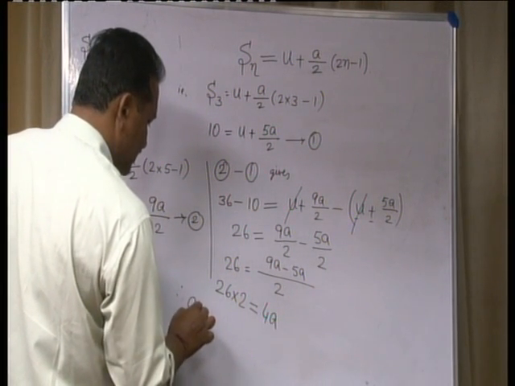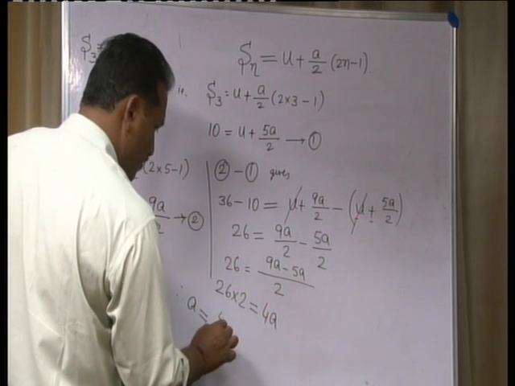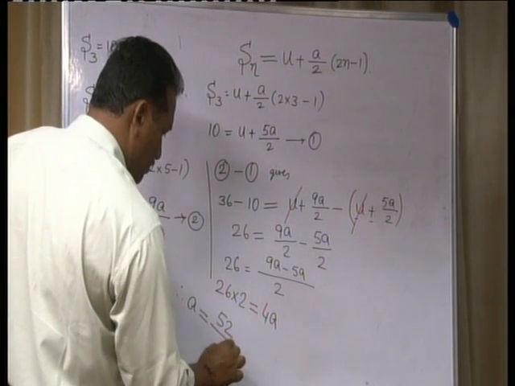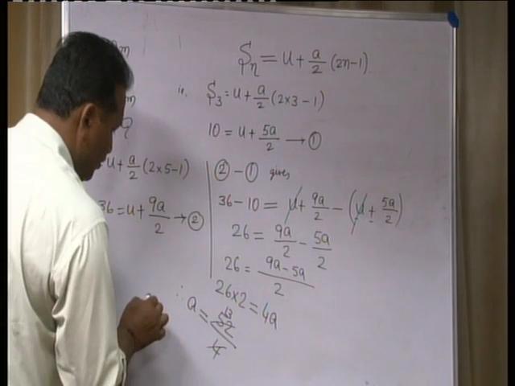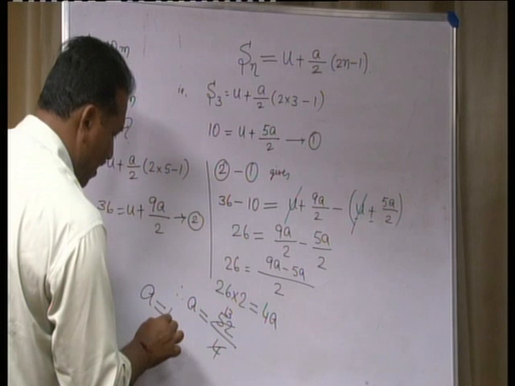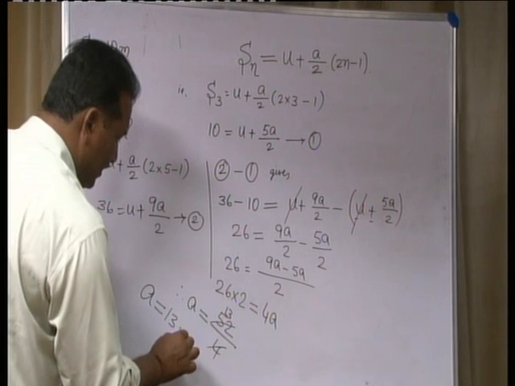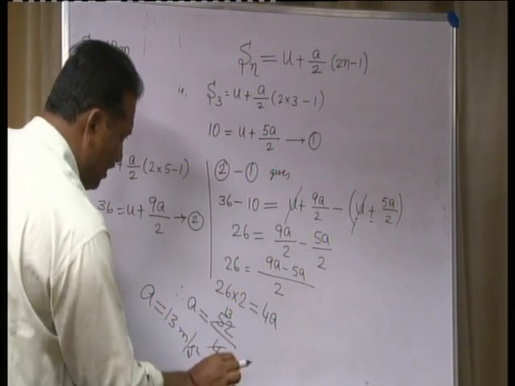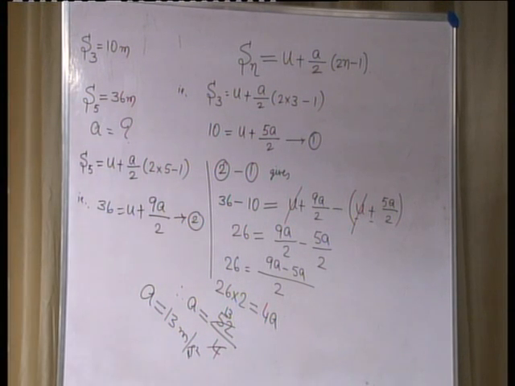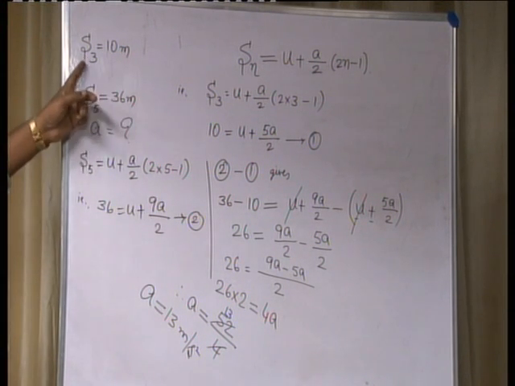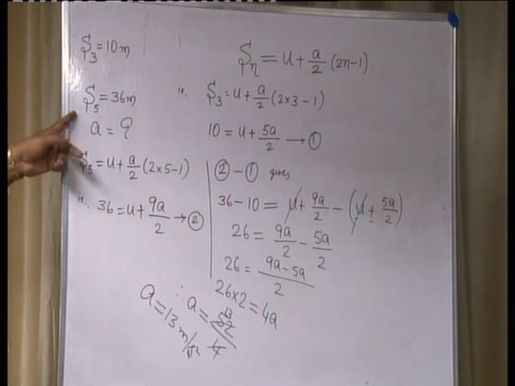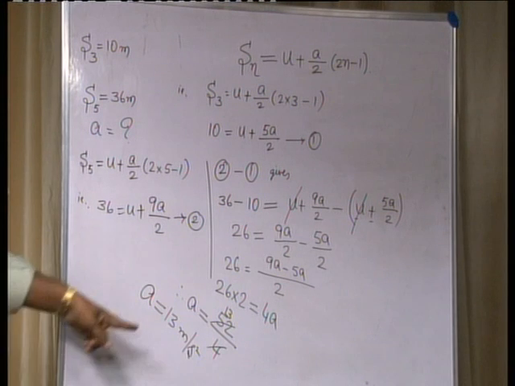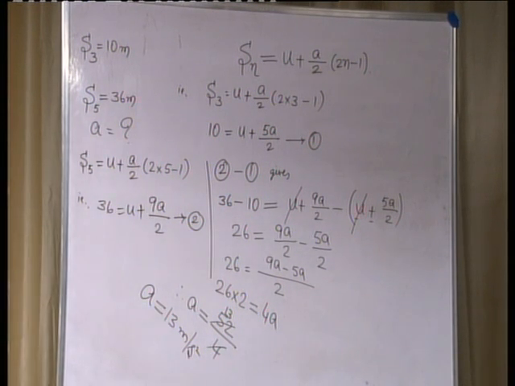Therefore, a is equal to 26 twos are 52 divided by 4. So, 4 ones are 4, 4 threes are 12, so a is 13. Therefore, the uniform acceleration of such a body is 13 meter per second square. To describe 10 meter in its 3rd second and 36 meter in its 5th second of its motion, that body moves with a uniform acceleration of 13 meter per second square.